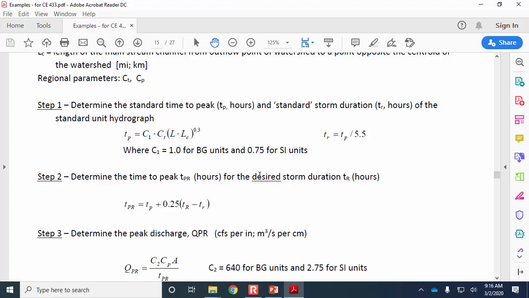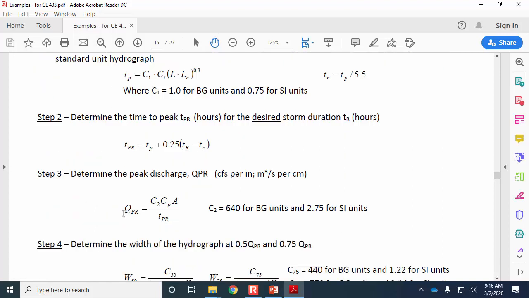And if you know, for instance, that it's like a 90-minute storm, then you'd have to transform to find the T sub PR. And then the peak discharge is going to be based on that time and also on the area. And so it's scaling linearly based on the area of the watershed. And so the peak is just based on, we don't have any, the C values here aren't related to the runoff coefficients.